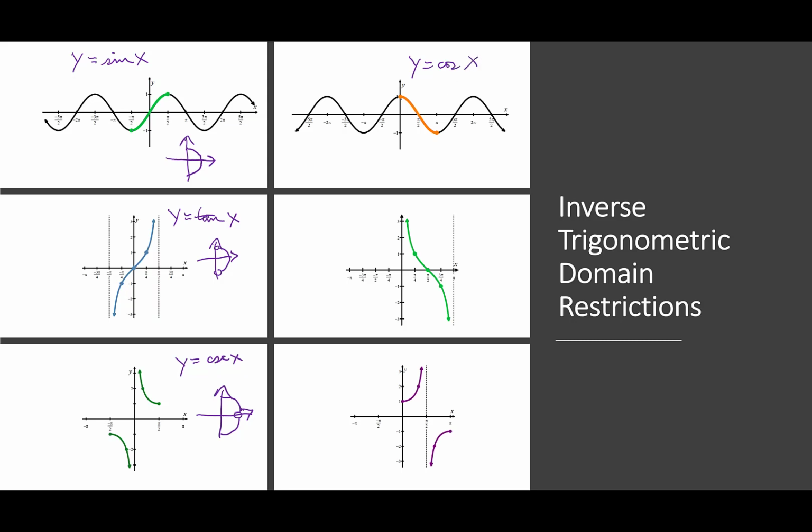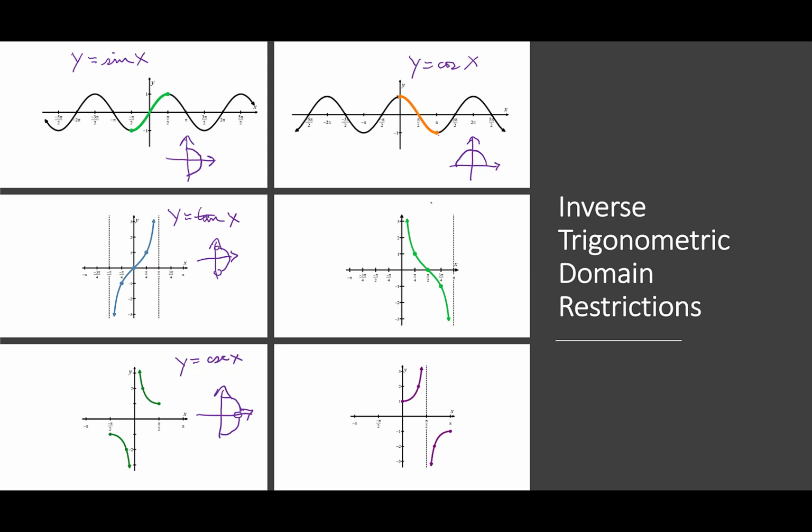Our domain restriction goes from 0 to pi, so that looks a little bit differently. If we draw a half unit circle, it's going to be like so, from 0 to pi, and these are the two quadrants that you're going to be using when you're working with inverse cosine functions for the domain restriction.